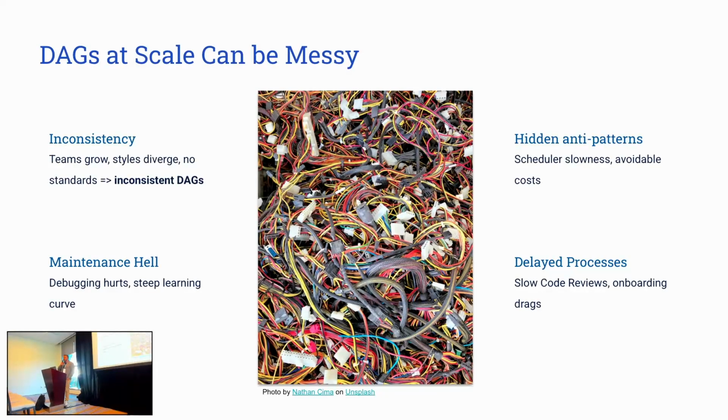Another issue we found was hidden anti-patterns. Those maybe do not involve standardization, but can really hurt your Airflow instance. Anti-patterns that can slow your scheduler or incur avoidable costs slowly find their way into your repo. And it creates maintenance hell. Debugging becomes too hard when you face another DAG that you are not familiar at all with how it is written. Maybe it has some issues that cause the DAG to disappear or not to be able to import.